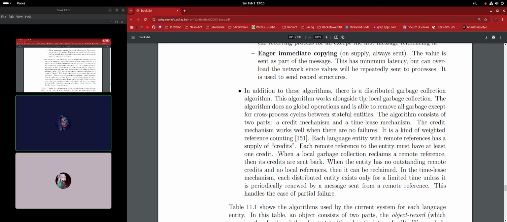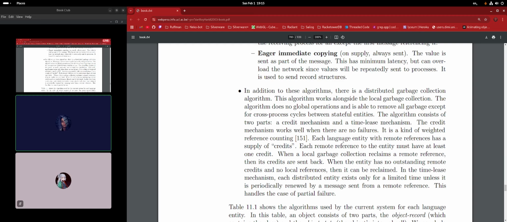And then in addition to these algorithms, there is a distributed garbage collection algorithm. This algorithm works alongside the local one. The algorithm does no global operations and is able to remove all garbage except for cross-process cycle between stateful entities. The algorithm consists of two parts, a credit mechanism and a time lease mechanism. The credit mechanism works well when there are no failures. It is a kind of weighted reference counting. We're going to see more about that later.